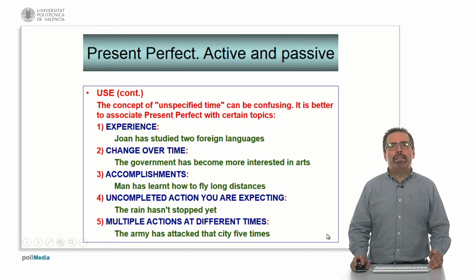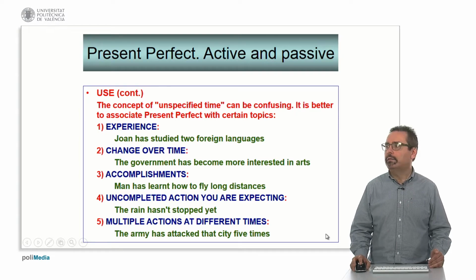The concept of unspecified time sometimes can be a bit confusing, so here we have 5 examples of topics that are associated to this concept of unspecified time in the past. For example, when we describe an experience, John has studied 4 languages. Change over time, the government has become more interested in arts.